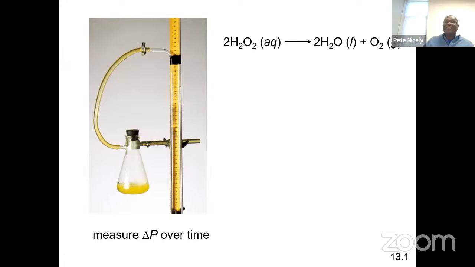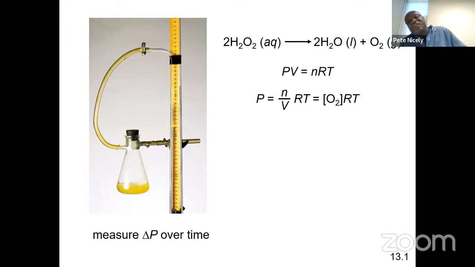And we can use the pressure of the oxygen to monitor the production of oxygen, because the pressure is directly proportional to the concentration. We know that because of the ideal gas equation, PV is equal to nRT, an equation that you should be familiar with. And we can rearrange this equation to get P is equal to n over V times RT, which would be equal to the concentration of oxygen times RT. So basically, we can get an idea as to how the concentration of oxygen changes by monitoring the pressure of the oxygen that is produced, all right?